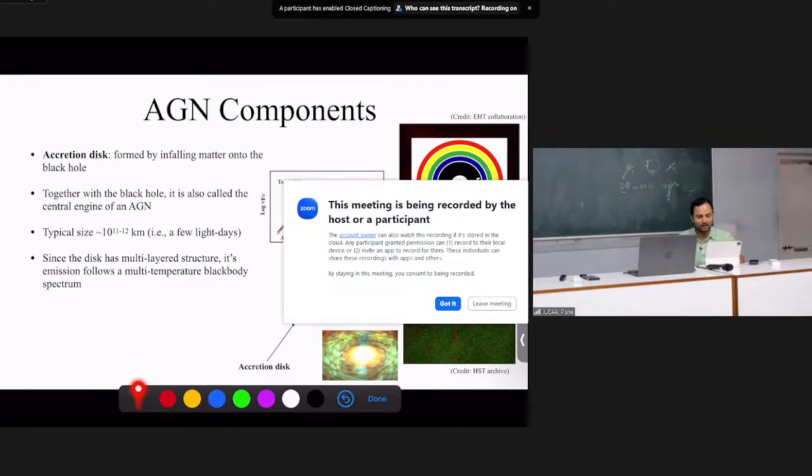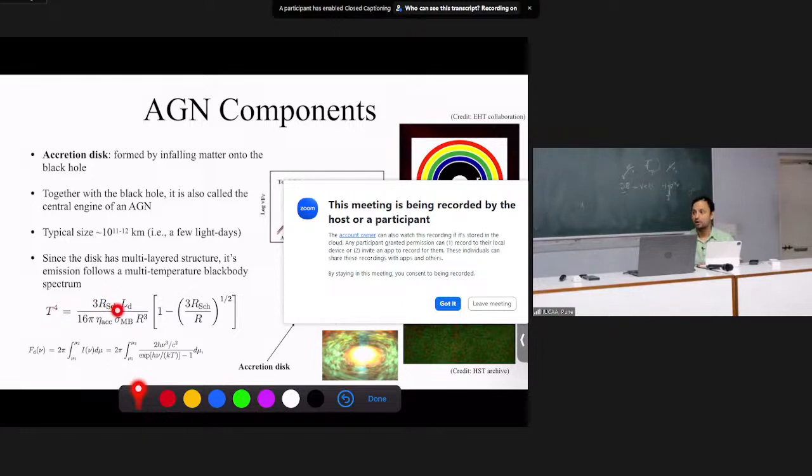In fact, you can calculate the radial dependence of temperature. People have done the calculation. This is a very good equation. It turns out that the radial dependence of temperature is given by this equation, where R_sch is the Schwarzschild radius. This means the temperature also depends on the mass of the black hole. Bigger the black hole, bigger the accretion disk. Small black hole, small accretion disk. Got it? Now L_D is the disk luminosity.